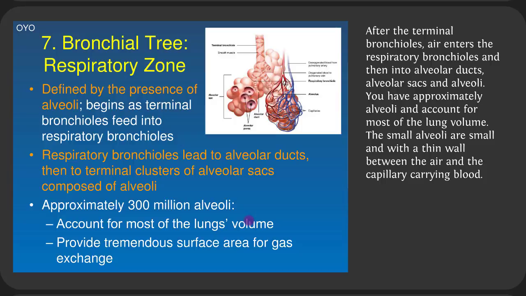After the terminal bronchioles, air enters something called a respiratory bronchiole, shown here, and into alveolar ducts, which would be deeper in, eventually into the alveoli, which are the air sacs. You have approximately 300 million alveoli, and that accounts for most of the lung volume. The alveoli are small, with a thin wall between the air and capillary carrying the blood.